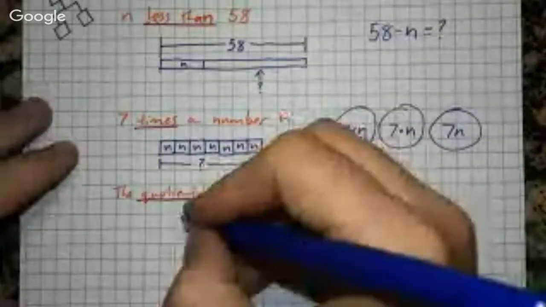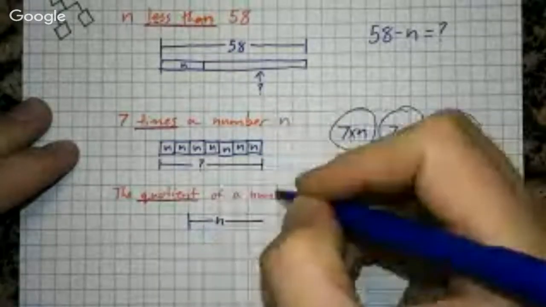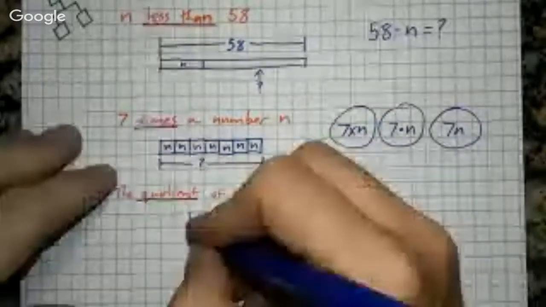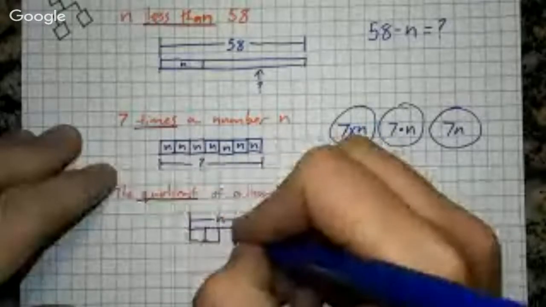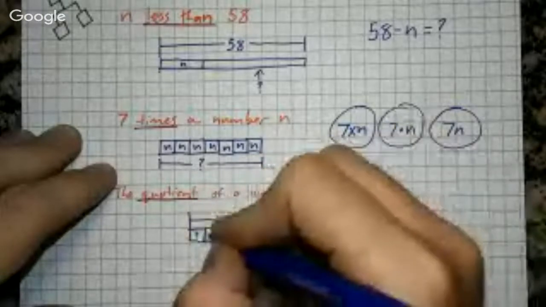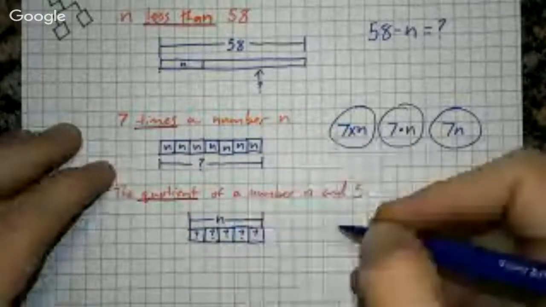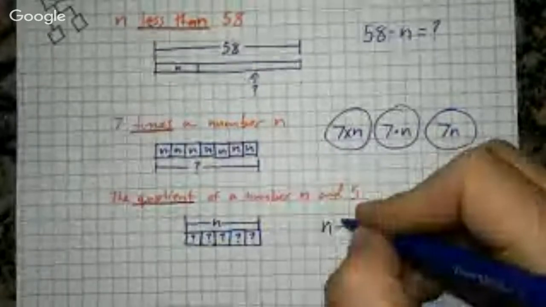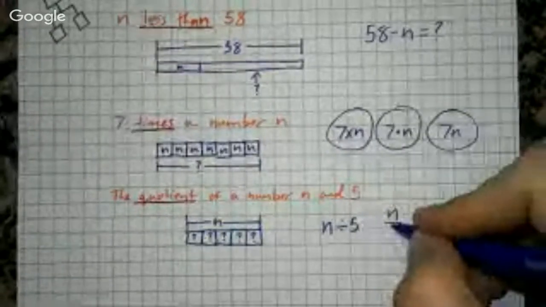We have a number represented by n, and that number is going to be split into 1, 2, 3, 4, 5 pieces. So whatever number fits in there is going to be what we're looking for. So this can be written out as n divided by 5 or n over 5.